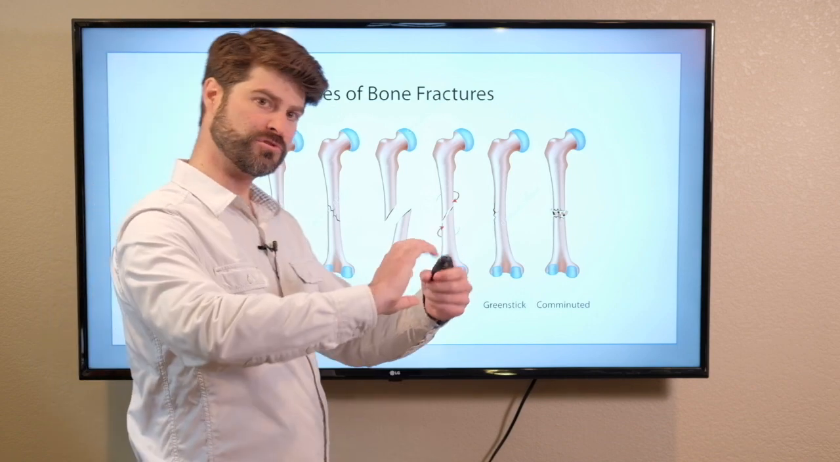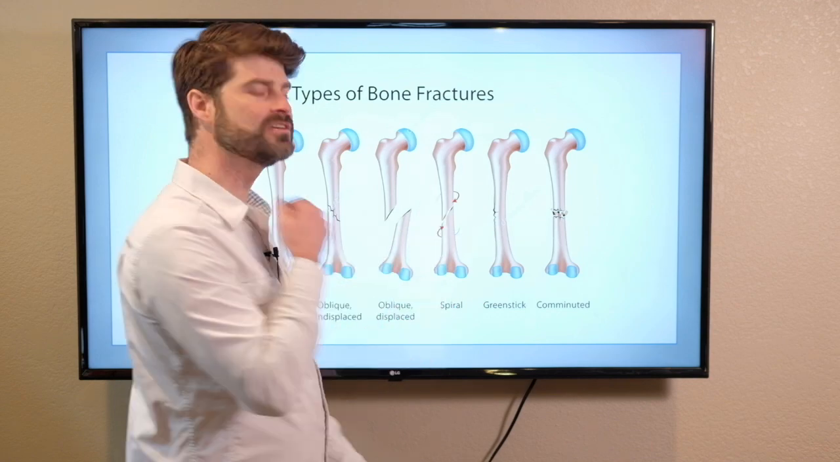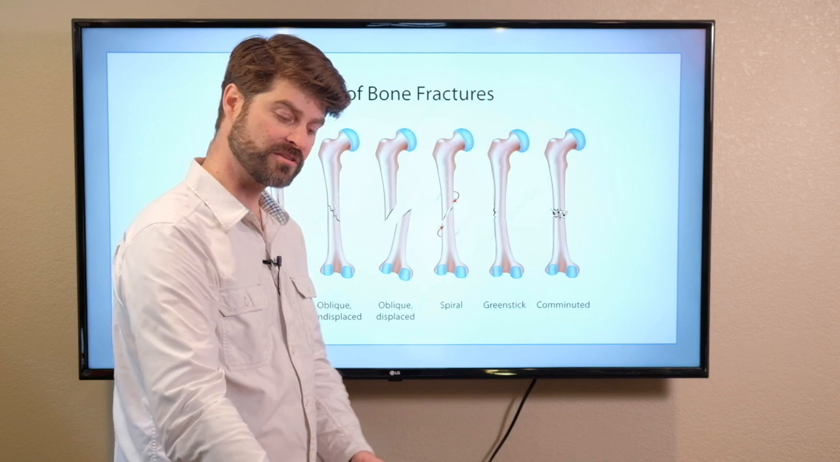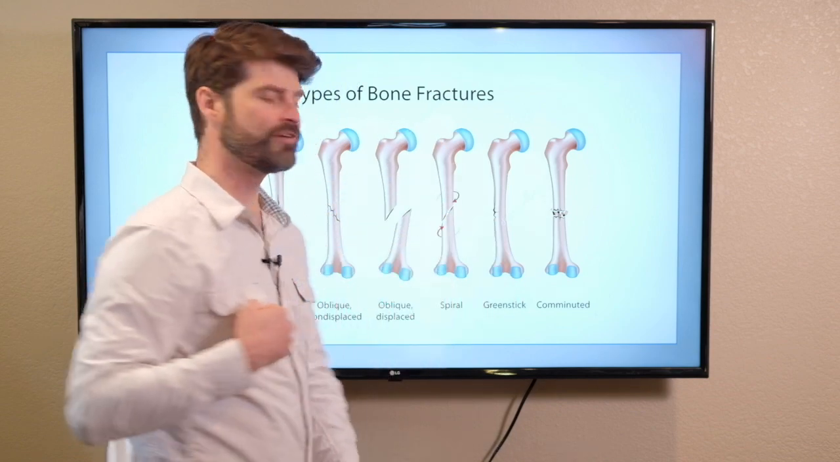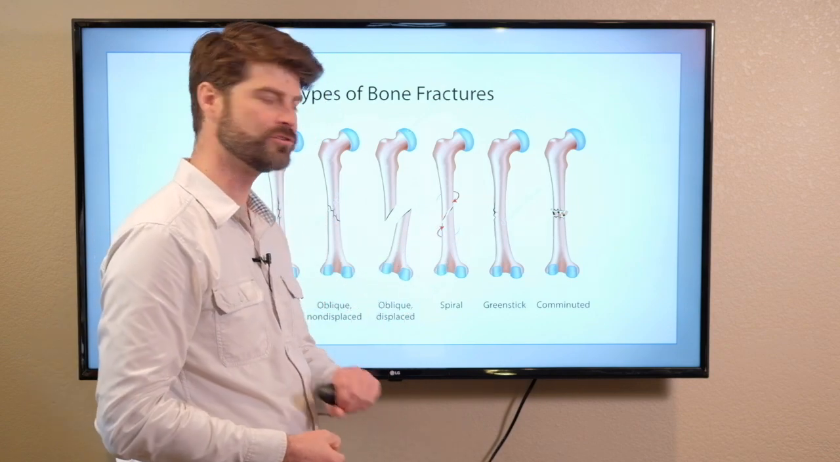Spiral fractures are the result of twisting of the bone. We actually tend to see this quite a bit in children where there's a suspected abuse situation, because if parents grab a kid by the arm and the kid twists, this is the kind of fracture that may occur. So high suspicion of abuse with spiral fractures.